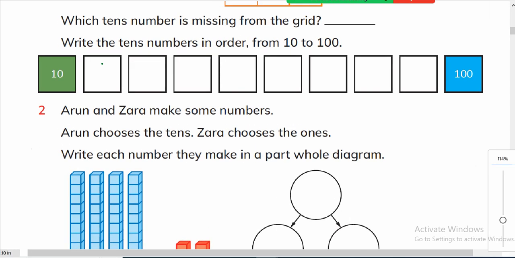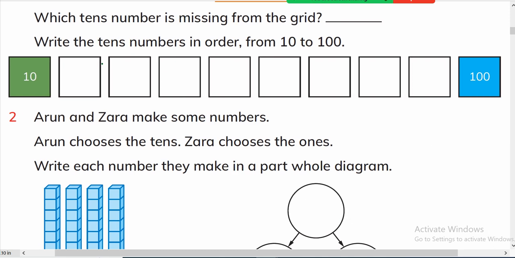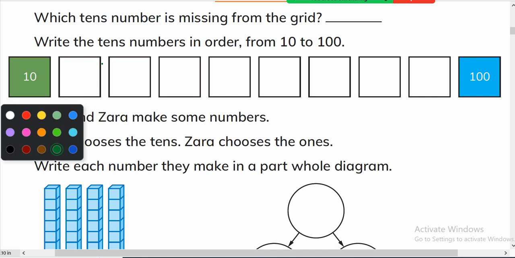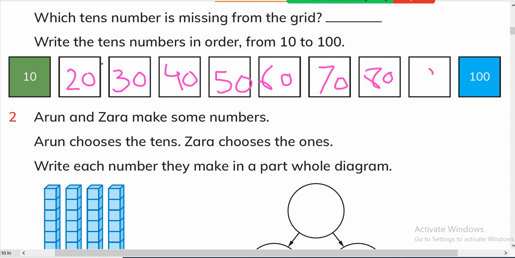Let me zoom in. This size is better to write on the screen. And let me take this pinkish color. 20, 30, 40, 50, 60, 70, 80, 90, and 100.